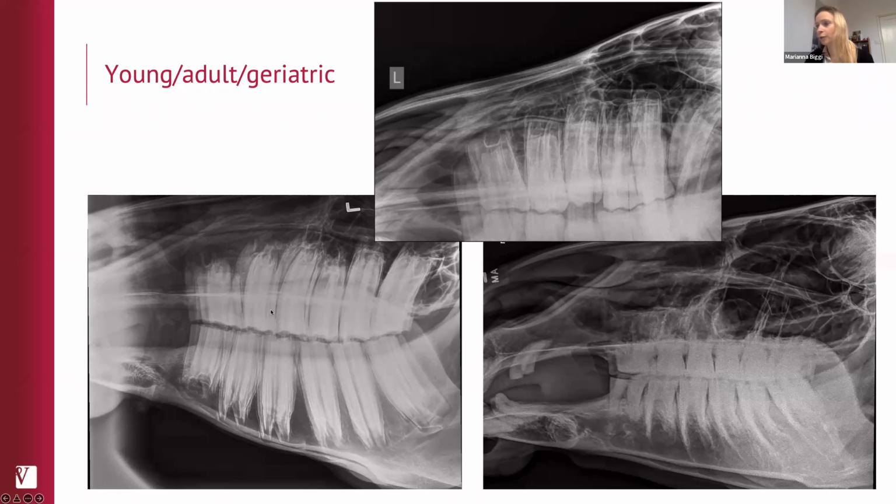Not only the height of the teeth change dramatically with age, but also the shape of the roots is much rounder in a very young horse, and then it becomes more pointy in middle-aged horses.